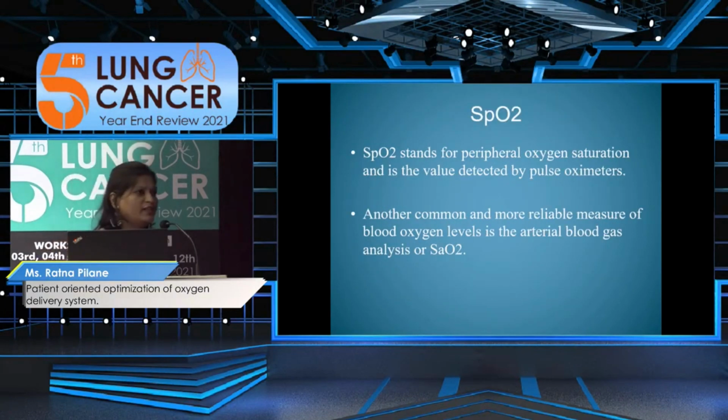Then SpO2. What is meant by SpO2? SpO2 stands for peripheral oxygen saturation, which we see on the pulse oximeter. Another, more reliable measure of blood oxygen levels, which you will see in the arterial blood gas and venous blood gas, is SaO2.